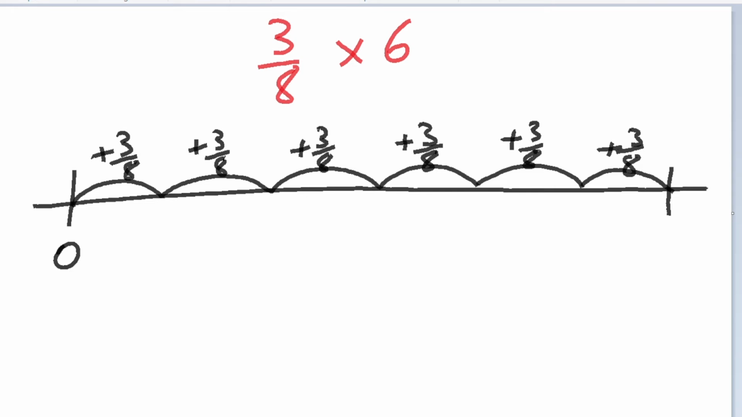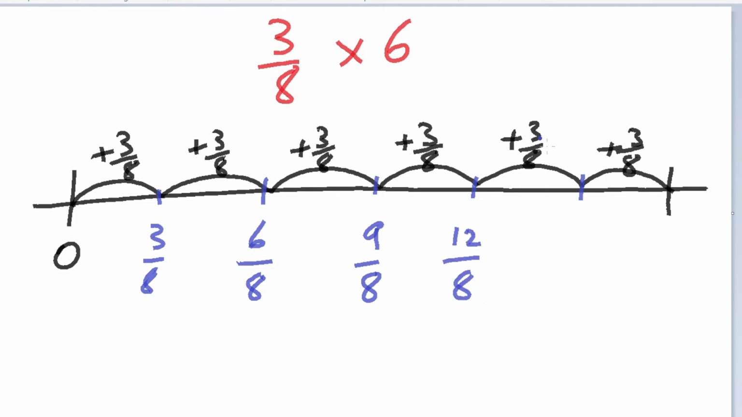Okay, so now we are almost ready. So we're going to skip count by 3/8 until we get to this very last line here. 0 plus 3/8 is 3/8. Another 3/8 is 6/8. Another 3/8 is, that's right, 9/8. Plus another 3/8 is 12/8. Plus another 3/8 is 15/8. And finally, plus another 3/8 is 18/8.